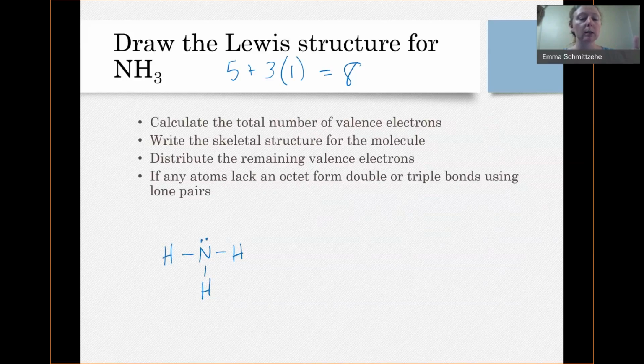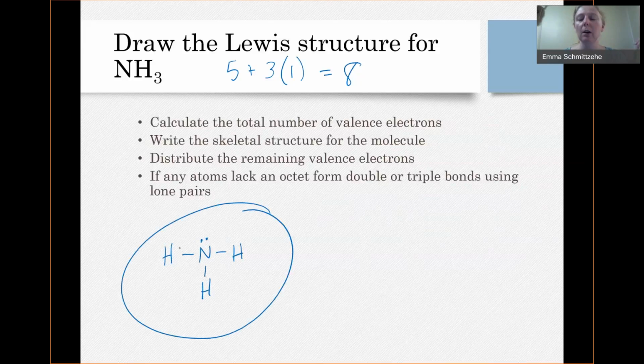And now we're going to look and say, okay, does everything have an octet? Or at least it should. Hydrogen can't have an octet, so we'll kind of ignore those. And then nitrogen's got 3 bonds. Each of those is 2 electrons. And then a lone pair, which is 2. And so we have a total of 8 in that structure. Okay, so that's good. That's our structure. Okay, let's do another one.